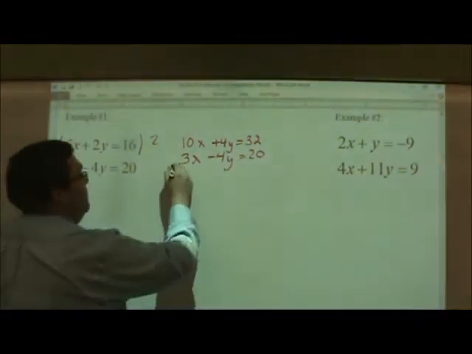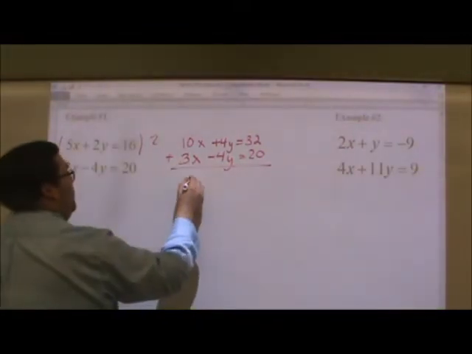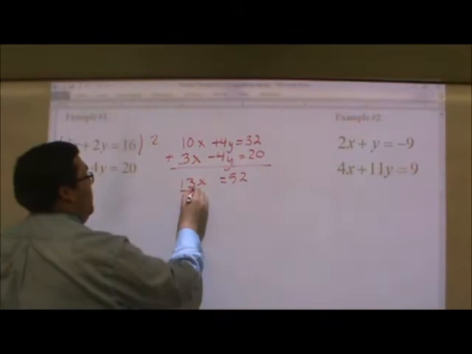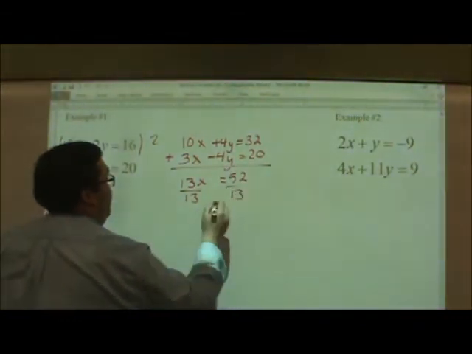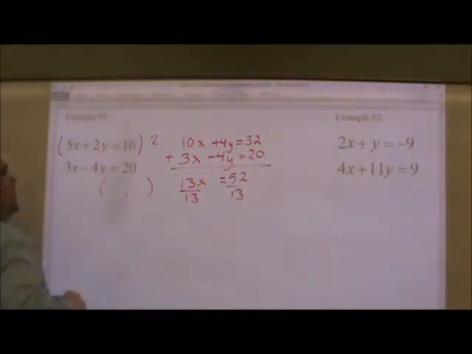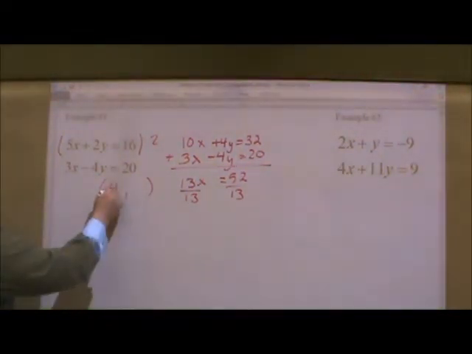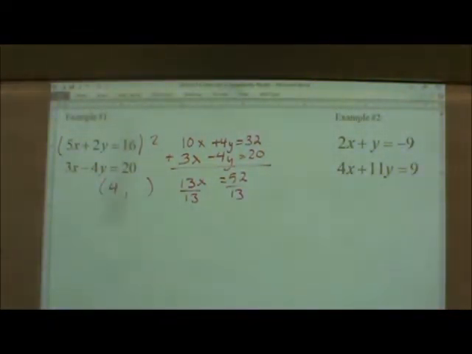And now we can eliminate the y's, so those cancel. We get 13x equals 52, divide by 13. So 52 divided by 13 will give us plain old 4. When we go to find our y value, use one of the originals. Not only are the numbers smaller, but if you made a sign error, it would show up. So let's use one of the originals.